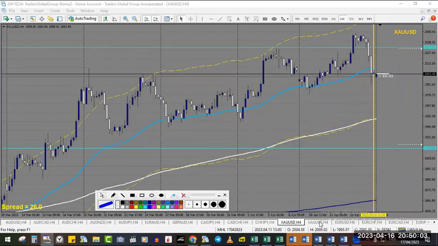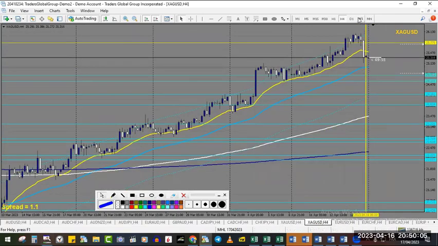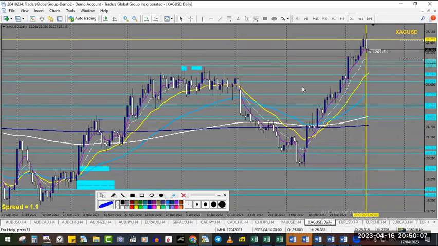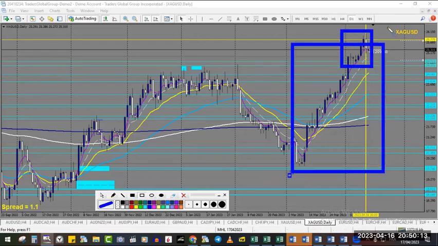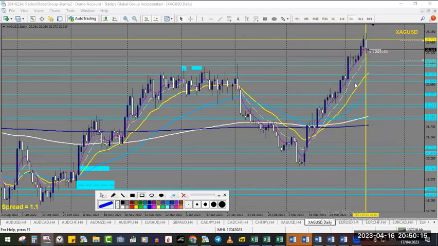So here we go. Silver. So silver, we have a nice impulsive move going up right there. And the weekly goes from here all the way there in an uptrend. So I have a daily zone of supply right here. This is quite a solid level.